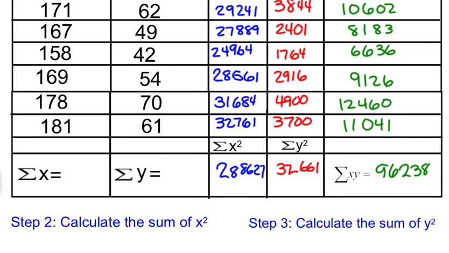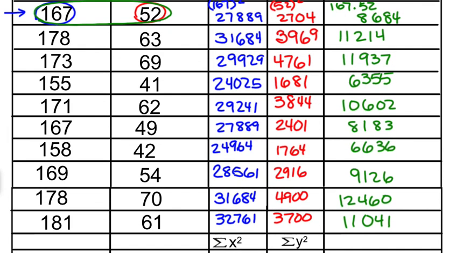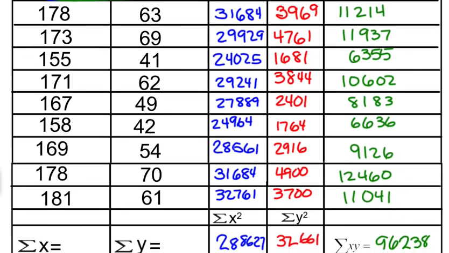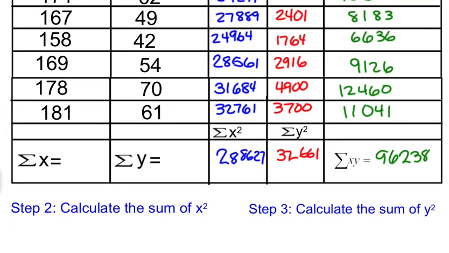Before we move on, I want to go back and sum up the x column and the y column. So let's put these in purple here. So we just summed up all of the heights. And then in black, we summed up all of the weights.